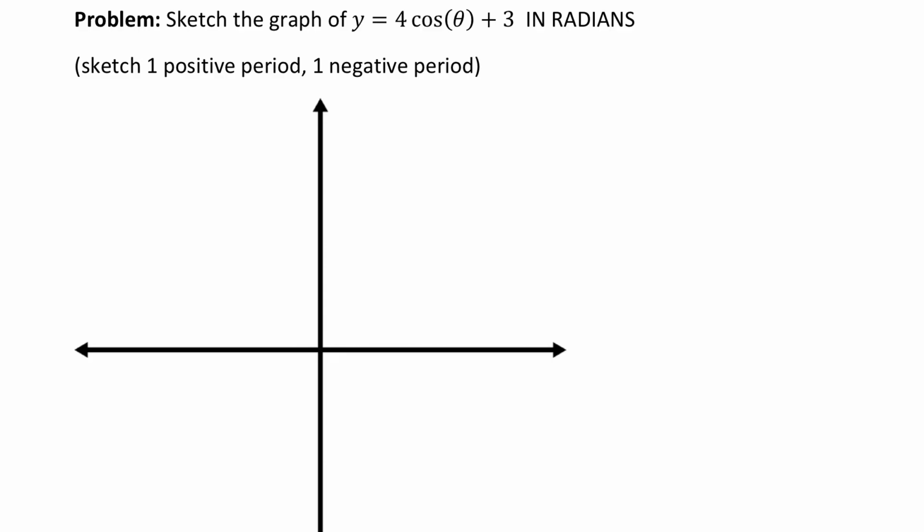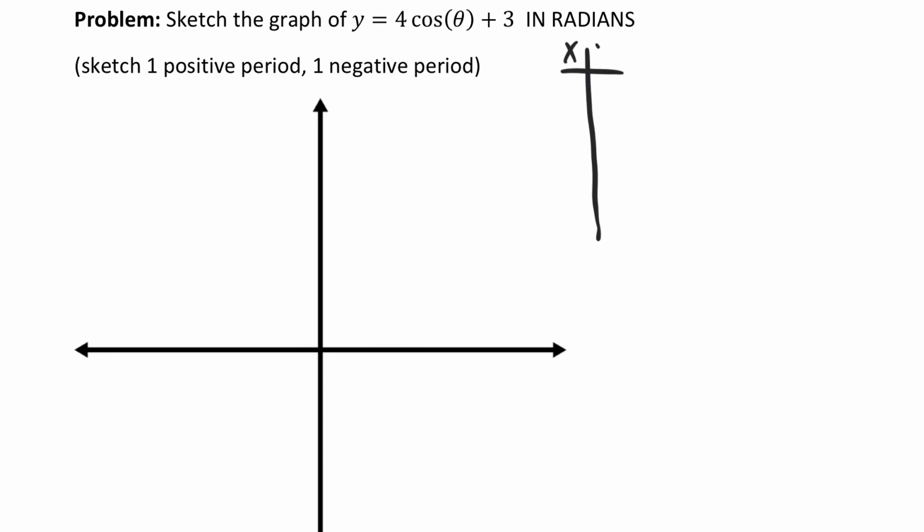All right, let's go ahead and do another graph. We're going to do 4 cos theta plus 3. We're going to sketch 1 positive period and 1 negative period, and we're going to make this one tough. We're going to do it in radians. So pause the video and give it a try. All right, this one is tough. I'm going to help us out here.